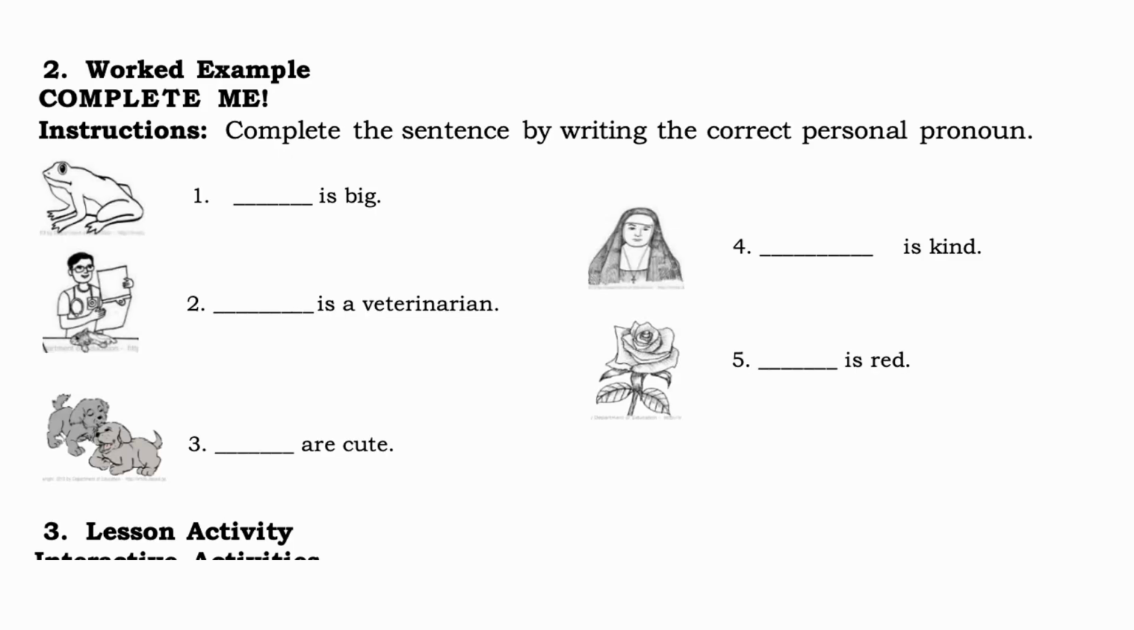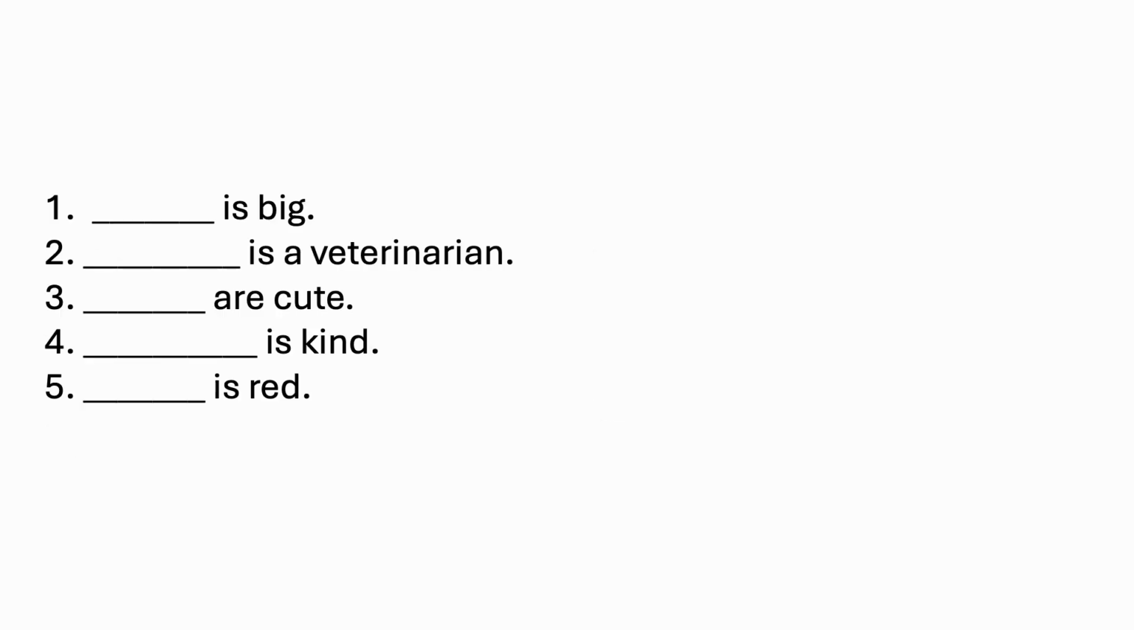Alright. For you to understand more about the nouns, I prepared here an activity for you to do. So, the instructions, complete the sentence by writing the correct personal pronoun. For a pronoun that we are referring to a boy, we address him he or sir, right? If it's a girl, she, or if married, Mrs. Okay. For another activity, I would like you to think of a noun that will fit into these phrases below.